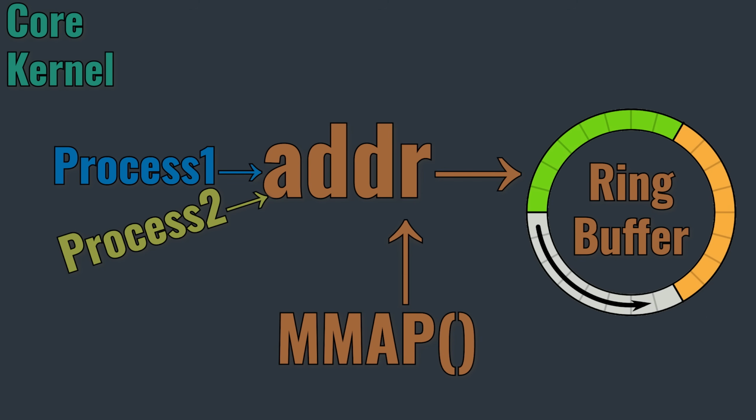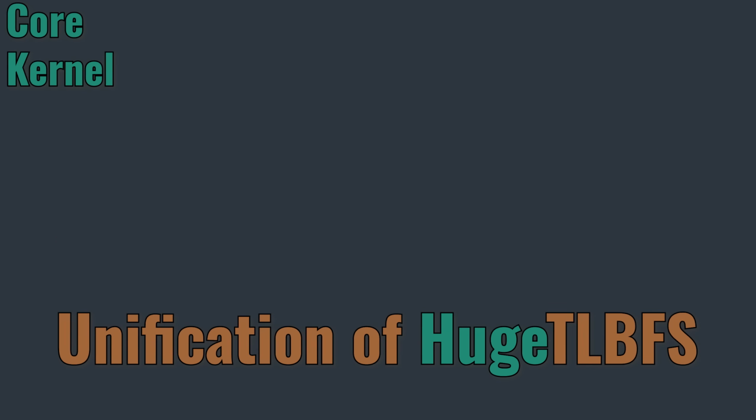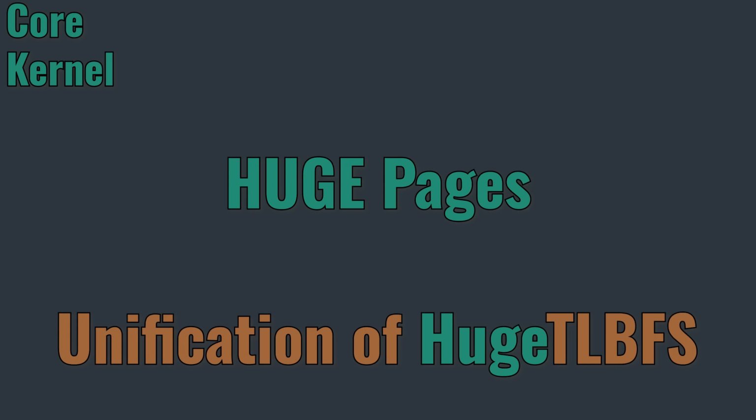And now let's look at the initial step of unification for huge TLBFS. Now, what does that mean? What is huge TLBFS in the first place? Huge TLBFS was the first way that we could use huge pages in user space. Now, we know what user space means. It means the user can actually use it, and huge pages.